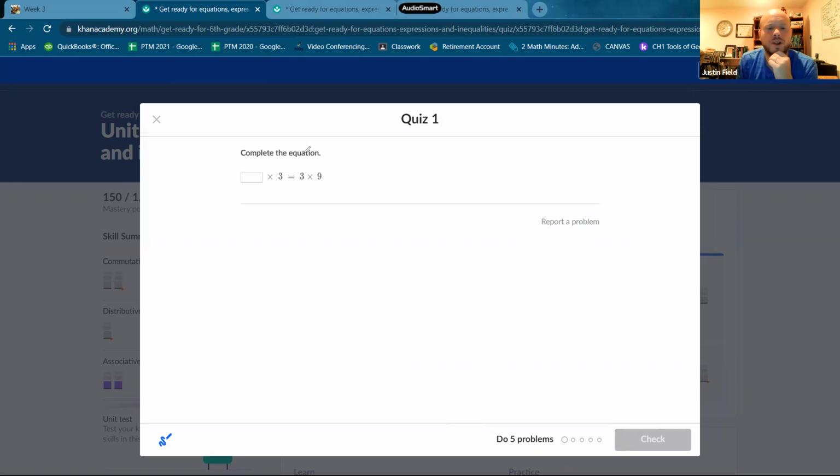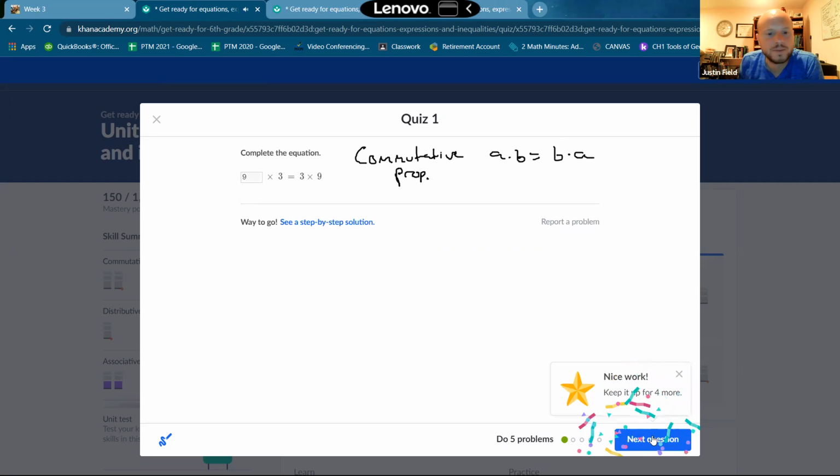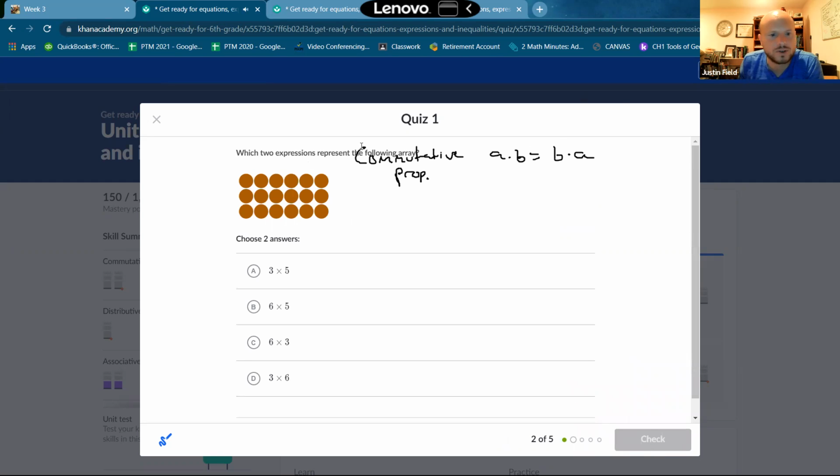So this first one is pretty simple. Blank times 3 is 3 times blank. Well, we know that 9 times 3 is the same as 3 times 9. You should also write down that this is the commutative property. Commutative property. That means that A times B is equal to B times A. Switch them around, but it's a property. It's something that's true no matter what number you choose.